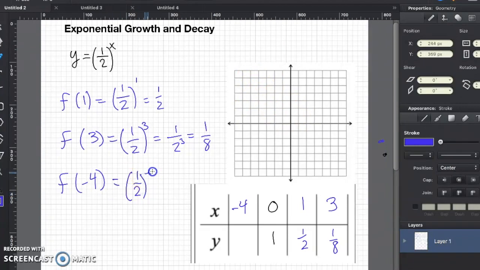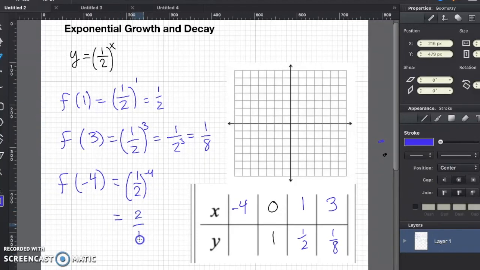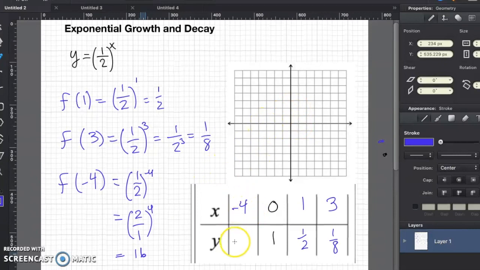(1/2) to the -4. If I remember my exponent rules, a negative is first going to move the bases, right? So I'm going to move my bases. I'm going to have that to the 4th power. And then this is basically 2 to the 4th power, which is going to give me 16. So when I plug in -4, I should get a 16. That's a little bit off my charts, but I'll make do.